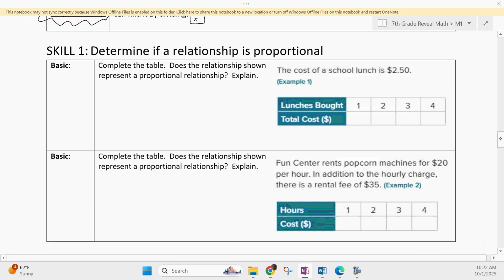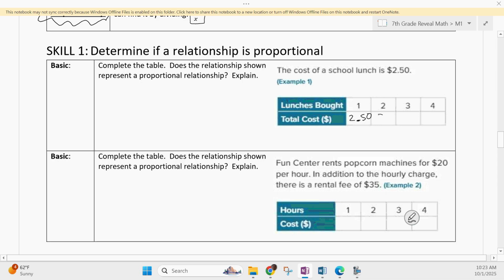Go ahead and fill out that table ASAP, soon as you possibly can, all right? Describe the relationship written. It says, does the relationship shown represent a proportional relationship? Explain. So it says the cost of a school lunch is $2.50. So if you buy one lunch, obviously that's going to be $2.50. If you're being kind and you buy one for your neighbor and you buy one for yourself, does anybody know how much that would cost you?